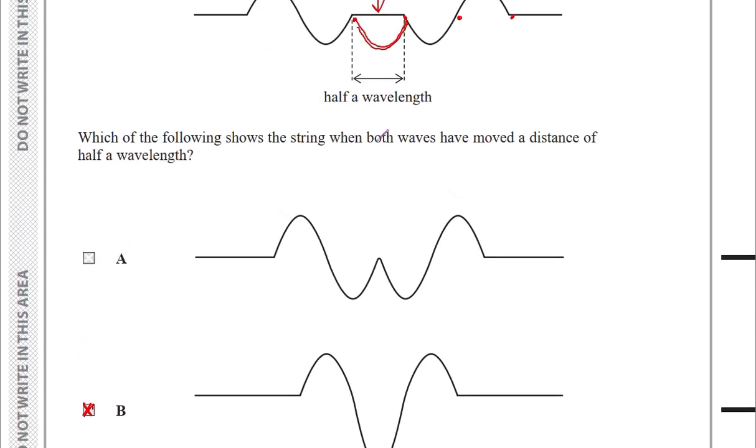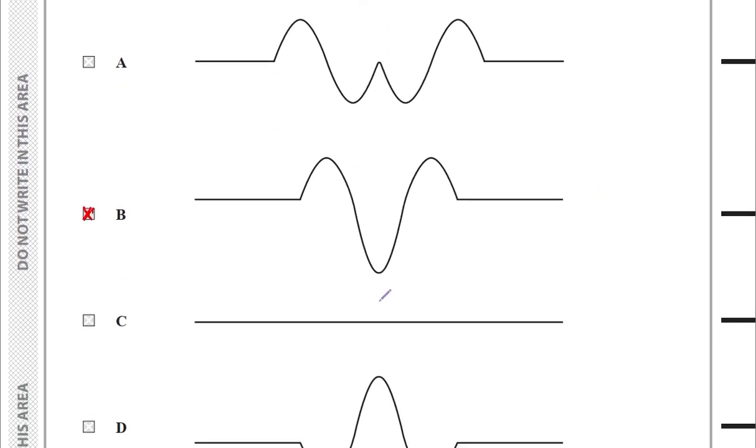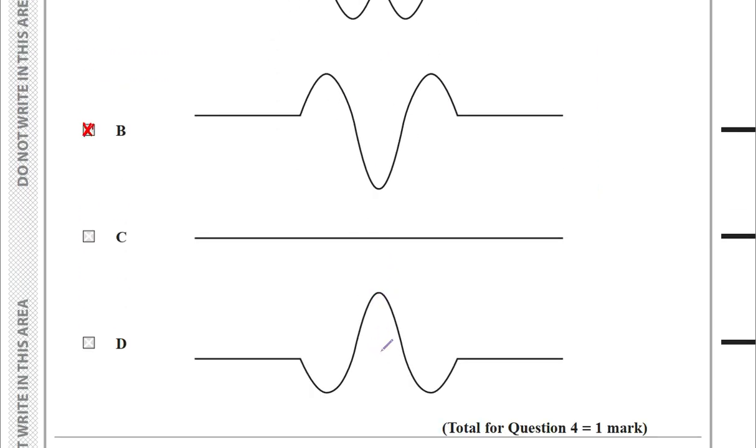And the amplitudes were downward, right? The displacements were downward. So the resultant displacement should also be downward from the equilibrium position. But D shows an upward resultant displacement. So this cannot be the answer either.